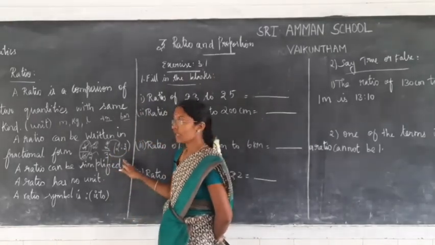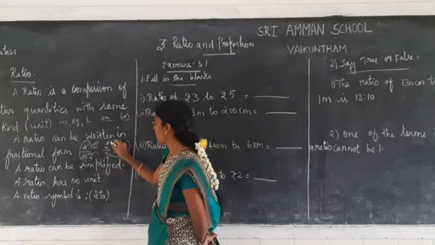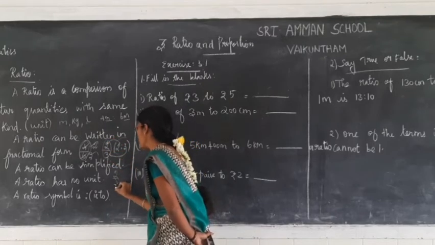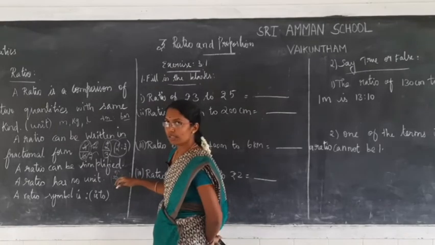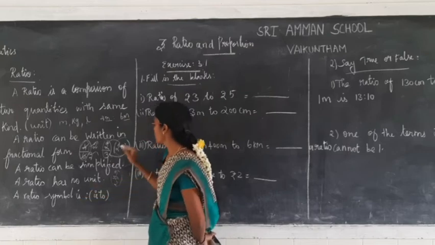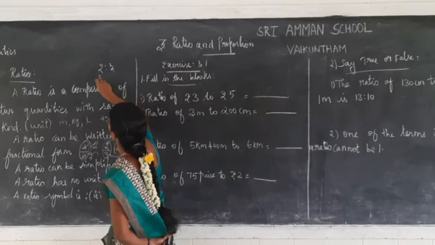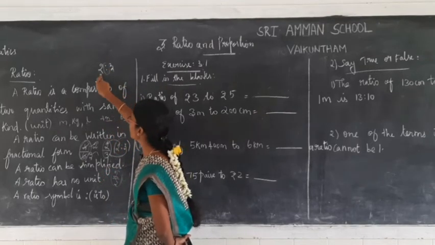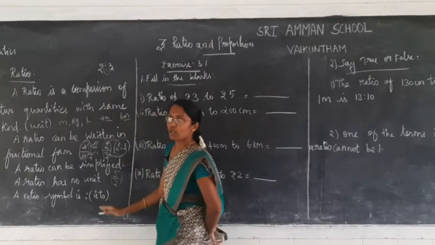Clear? So next one, a ratio has no unit. This ratio 2 by 3 has no units. We cannot mention any unit. Okay? Clear? So next one, the ratio symbol is 'to'. How will you write this? 2 ... How will you read it? 2 is to 3. Clear?